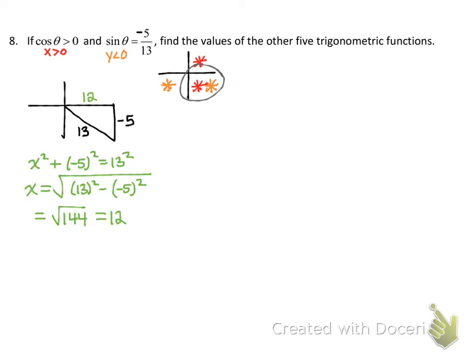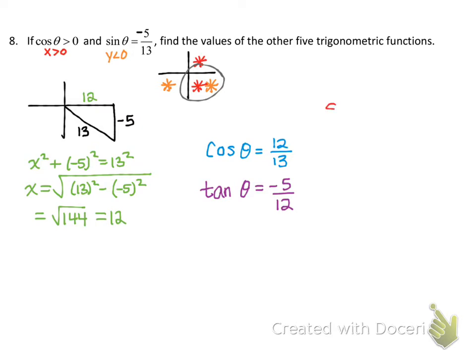All right, so our trig functions. We already have sine, so we're going to have cosine of theta, which is adjacent over hypotenuse, 12 over 13. And then tangent of theta is opposite over adjacent, so negative 5 over 12.